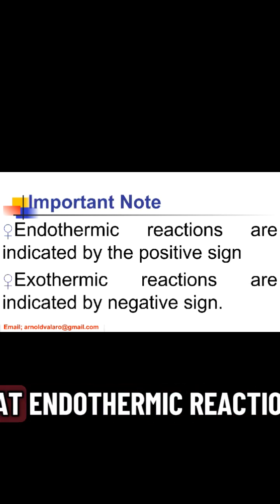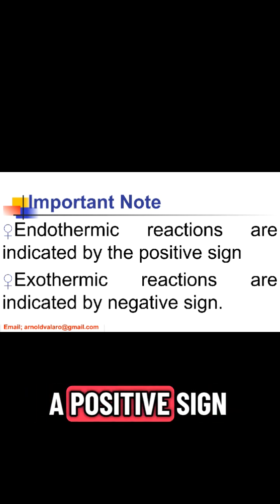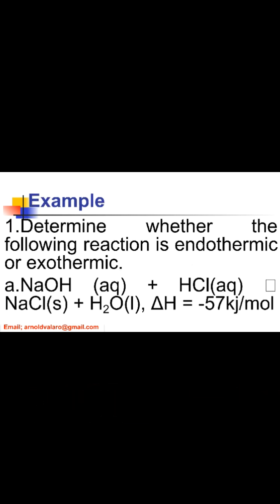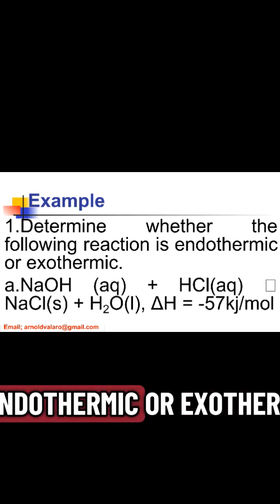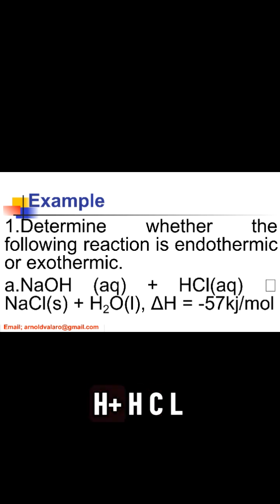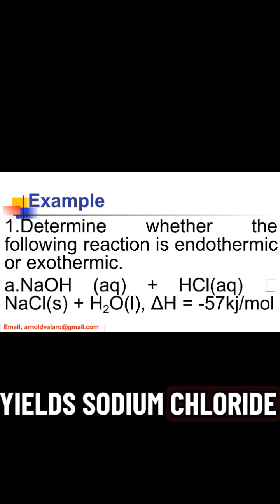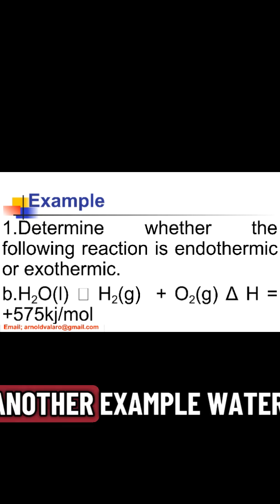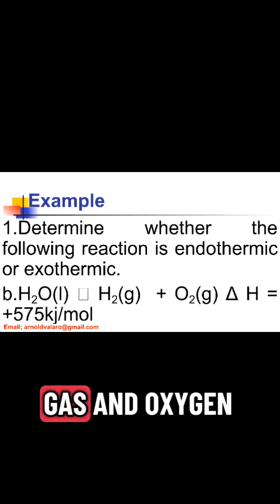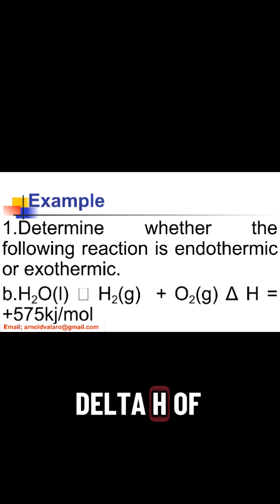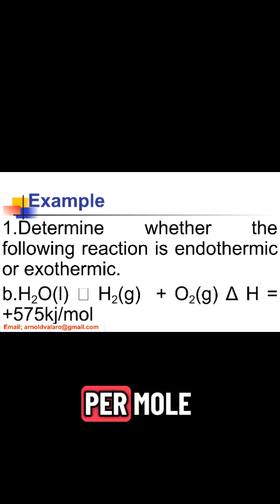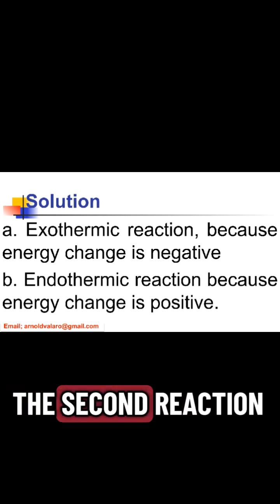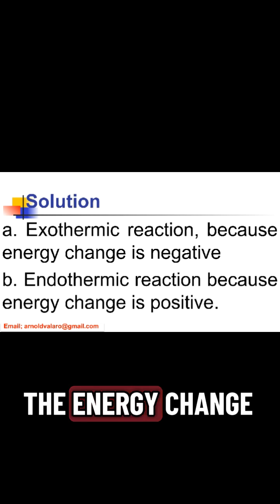It is important to note that endothermic reactions are indicated by a positive sign, while exothermic reactions are indicated by a negative sign for the change in heat. Let's determine whether the following reaction is endothermic or exothermic. NaOH plus HCl yields sodium chloride plus H2O with a delta H of negative 57 kilojoules per mole. Another example: water yields hydrogen gas and oxygen gas with a delta H of positive 575 kilojoules per mole. The first reaction is exothermic because the energy change is negative. The second reaction is endothermic because the energy change is positive.